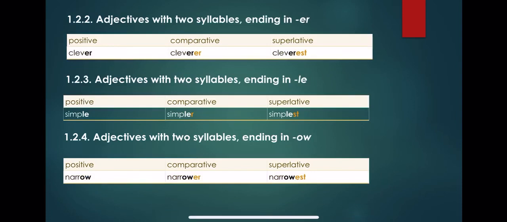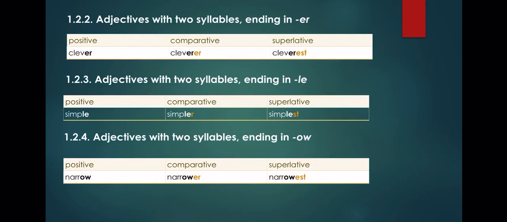Now, adjectives with two syllables ending in er. I have adjectives with two syllables ending with er, for example, clever. Clever ends with er. So in the comparative, I would add er also, cleverer. The superlative would be cleverest. So I would add er or est according to how many things I'm comparing.